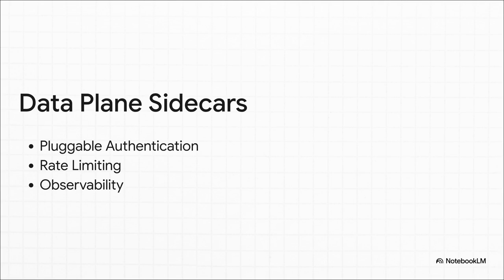Now, the data plane's muscle isn't just routing blindly. It's enhanced by these pluggable sidecars that sit right alongside the Envoy proxy fleet. By decoupling functions into sidecars, you get pluggable authentication, sophisticated rate limiting, and deep observability. And the security win here is massive. Moving authentication into a pluggable sidecar means your security protocols and updates can happen totally independently of your core routing logic. For enterprise architecture, that is a huge win.